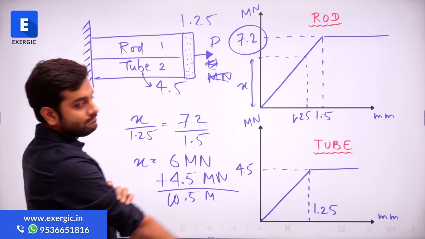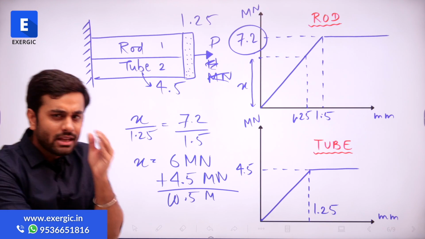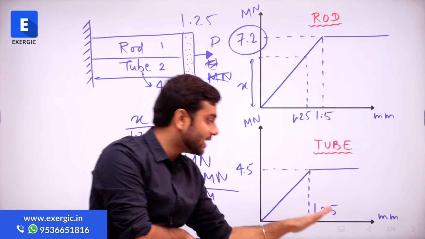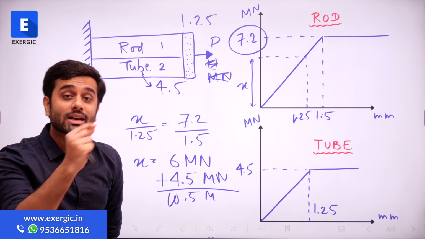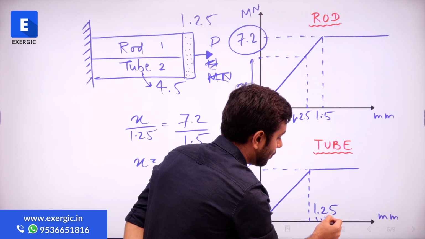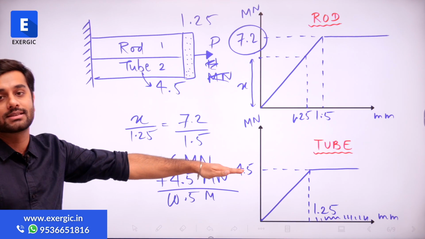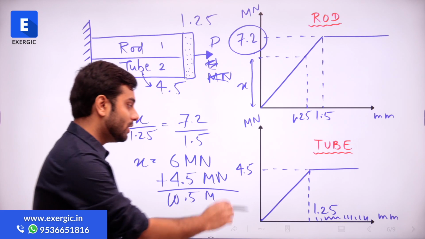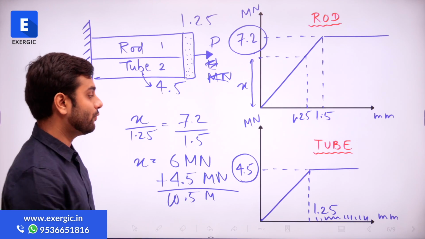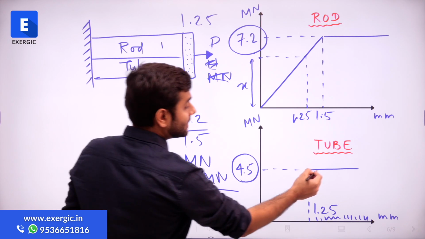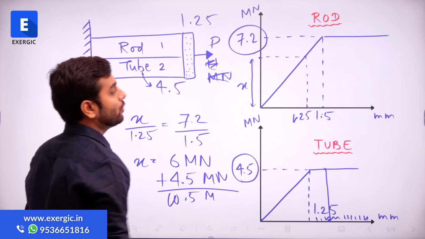But what about this one? What will be the value of load that it can resist at 1.5 mm? For any value of deformation equal to or more than 1.25, it can resist only 4.5, because it has now started deforming perfectly plastically. Whether the deformation is 1.5 or 1500, the load it can resist is only 4.5, because this is the maximum load it can resist without yielding, right? So 4.5 is the load it will be resisting at 1.5 mm, and this one will be resisting 7.2 at 1.5 mm.